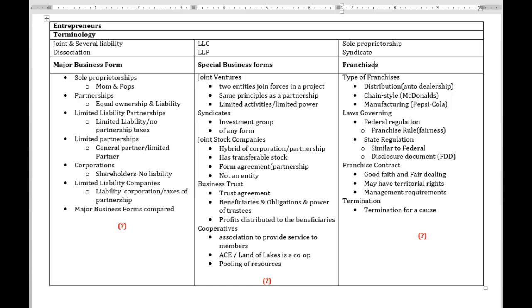Then there's a franchise contract, and they're hoping it should be done in good faith and fair dealing. There may be territorial rights involved in that, such as, I think, Starbucks. In fact, all of them, I'm sure, have territorial rights, but Starbucks comes to mind, or H&R Block also, about territorial rights. And then there are management requirements, and there's usually many stipulations about how it will be managed, who will be in charge, and the rules of employment.